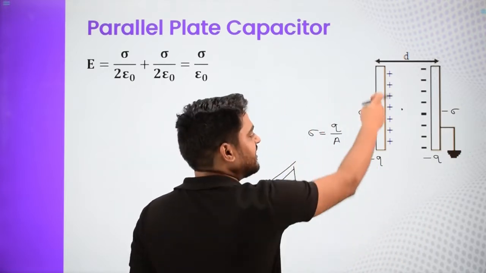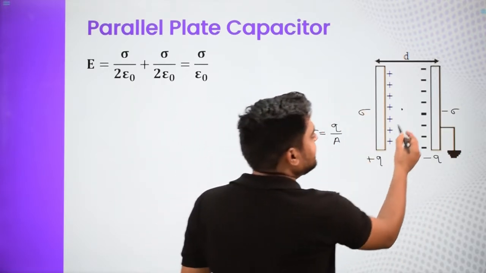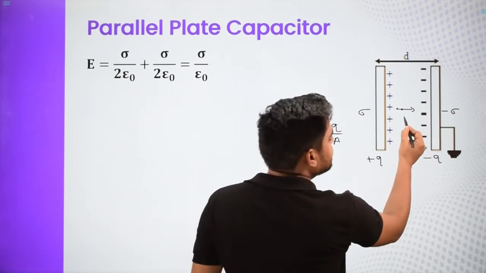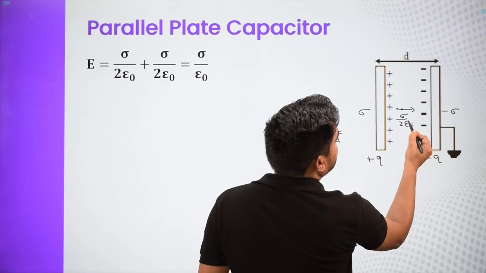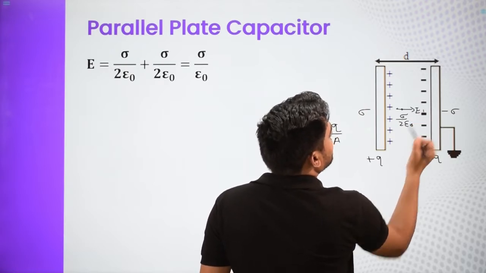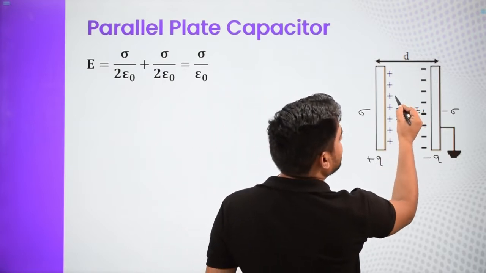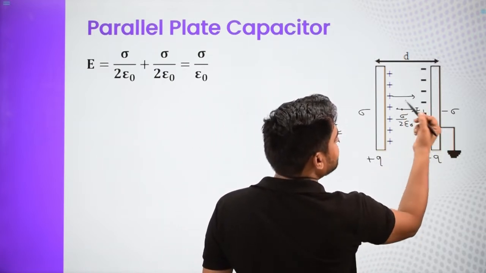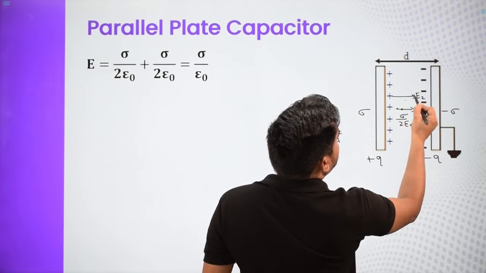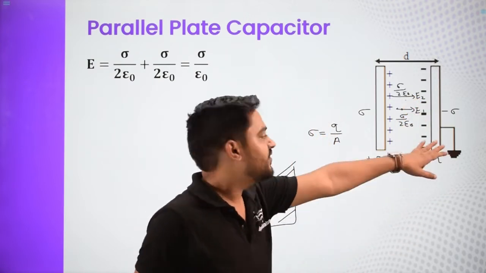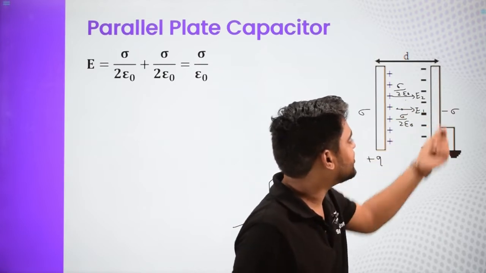Now due to this plate, the electric field will be in that direction, away from the plate. And how much is the value? Sigma by 2 epsilon naught. I am calling it E1. Due to the negative plate, the electric field in this region will be towards it because it is negative. So I am calling it E2, and that is also sigma by 2 epsilon naught. The negative sign, we have already decided the direction to be that way.